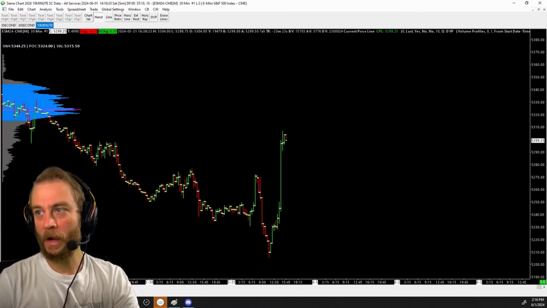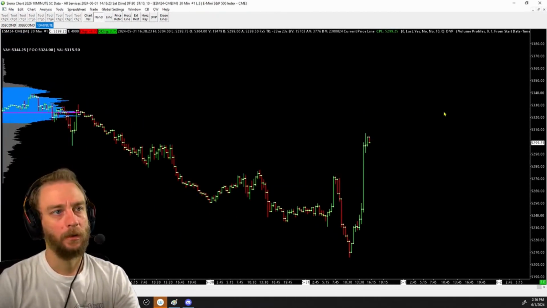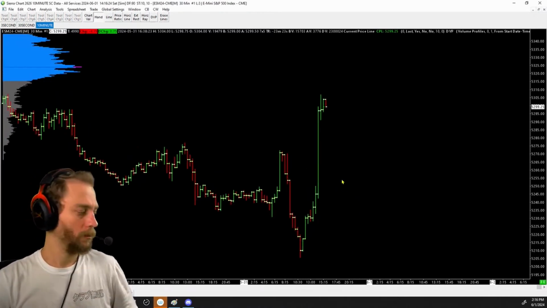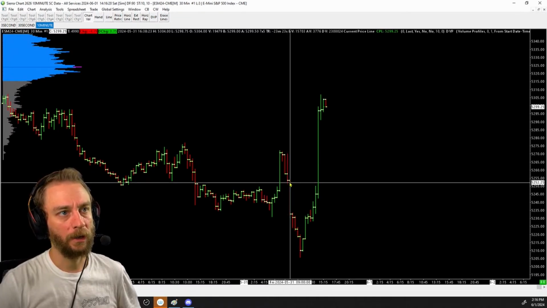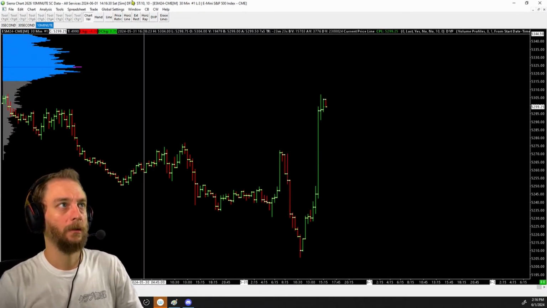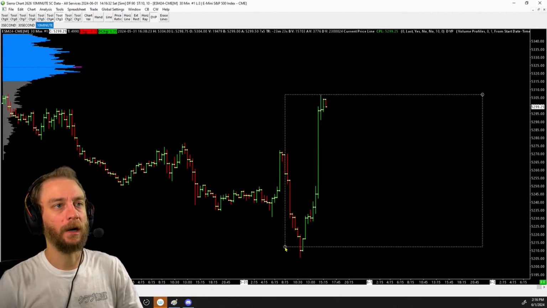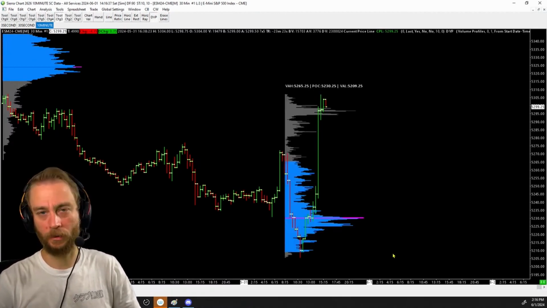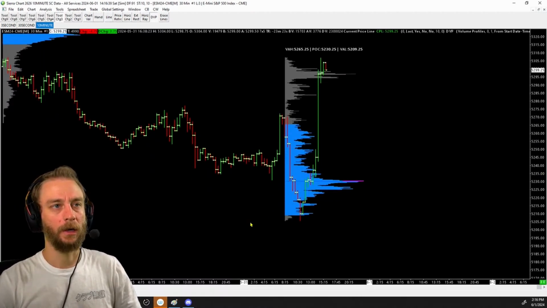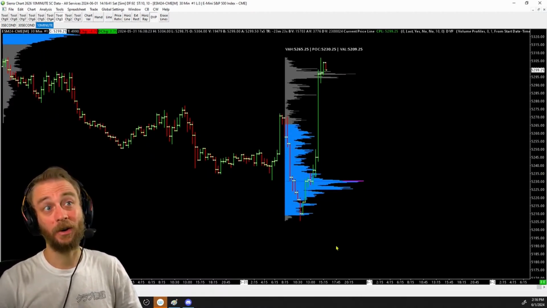So if we zoom way in right here, and we go to the open of Friday, it's right here on this red bar. If I was to draw a profile, this is what roughly the TPO would look like. You can see it's not a very good curve at all.